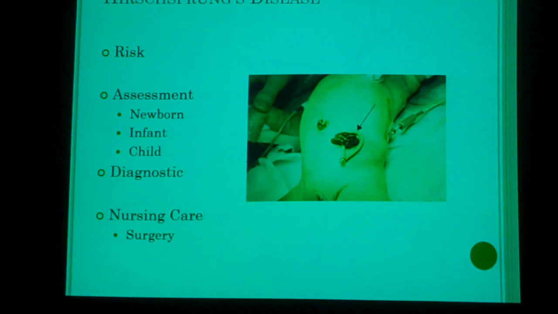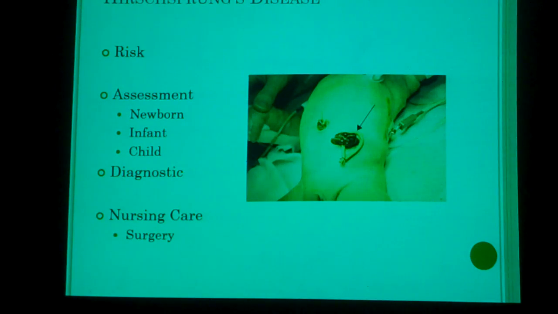For a newborn, you will notice no meconium within the 24 to 48 hours after birth, abdominal distension, and they will refuse to eat. For an infant, you'll see failure to thrive, abdominal distension, vomiting, episodes of constipation, and watery diarrhea. For a child, failure to thrive, abdominal distension, constipation, and foul-smelling ribbon-like stools. So if you ever see ribbon-like stools, you want to suspect Hirschsprung's disease.